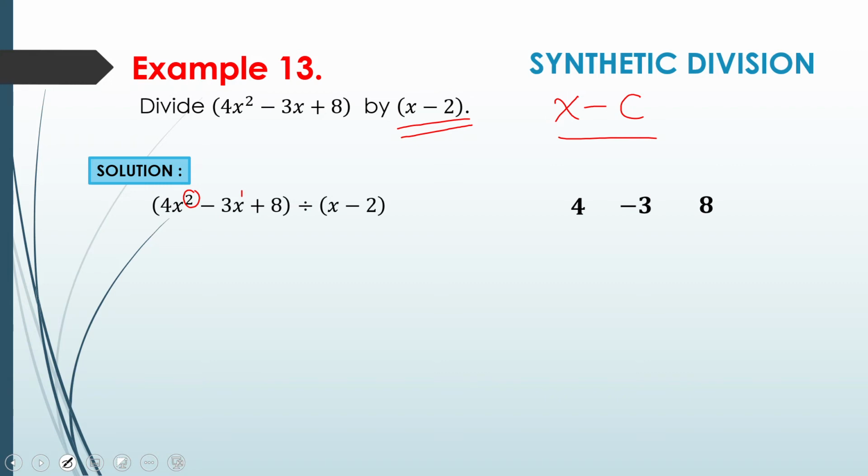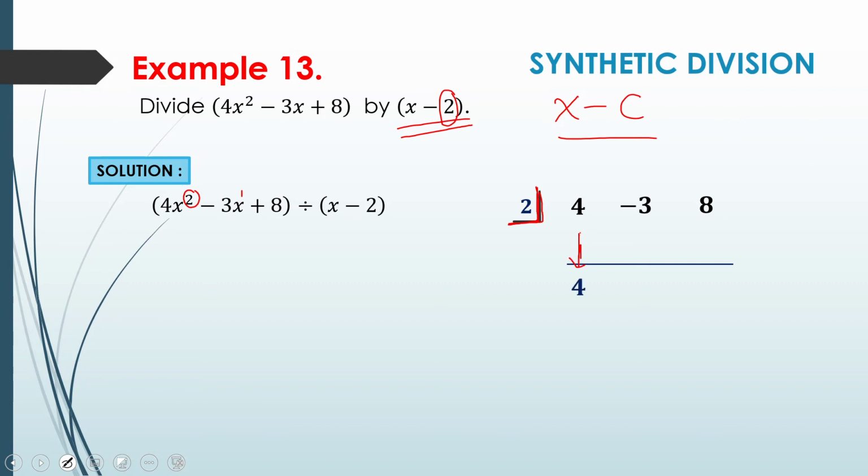And then you will have the value of your c. In this case, x minus c. So that means your c is 2. So you have to do a somewhat box here, putting the value of your c. Next, you put a line. Then the first step is the first coefficient here, you just bring it down.